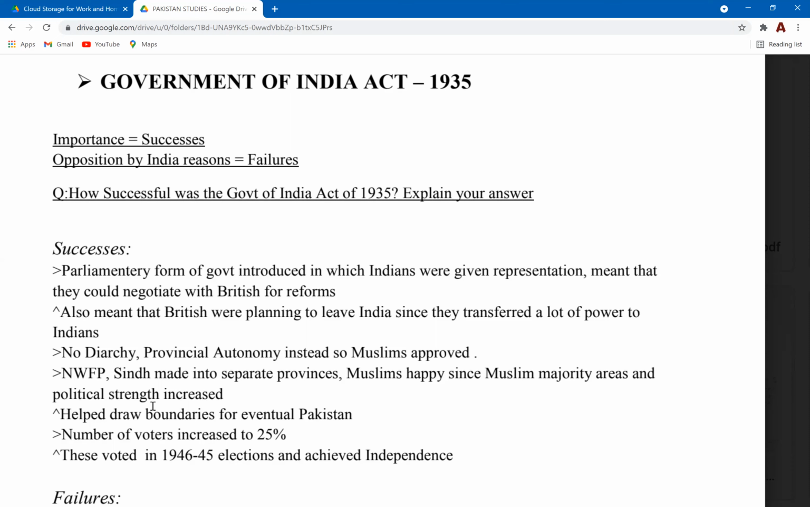Yeah, diarchy was dropped and provincial autonomy was given. Diarchy was there at the central level. If you remember, in the Montford reforms, the British introduced a system of diarchy, a few subjects under direct Indian control and a few subjects under British control. So they dropped diarchy at the provincial level, and provincial autonomy was guaranteed, but diarchy was still there at the central level. All right. Then NWFP was given a separate provincial status. Voting numbers were increased to 25%. So voting rights were increased, and more people could now vote.